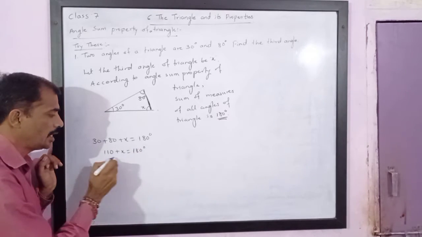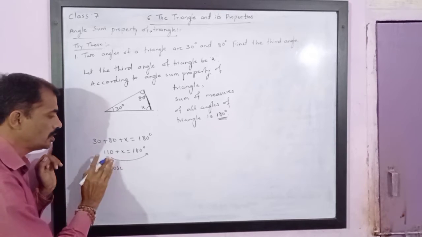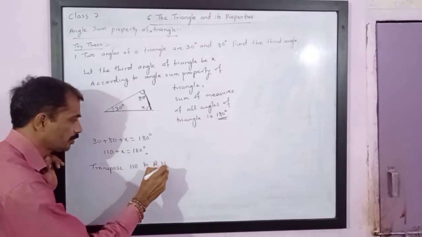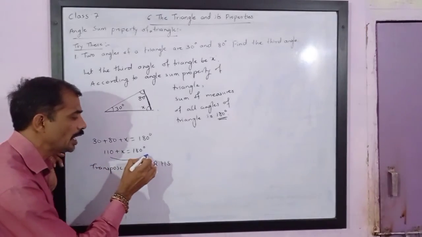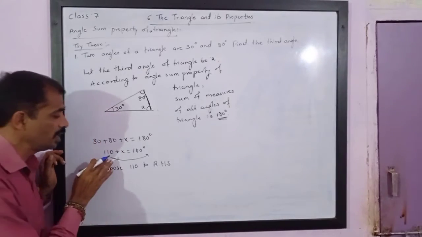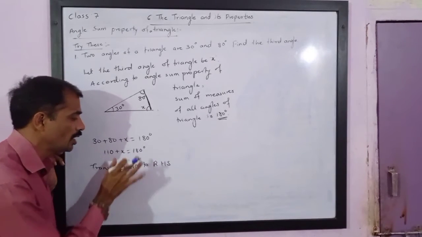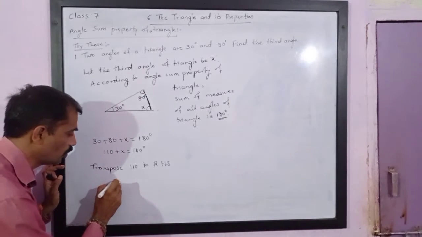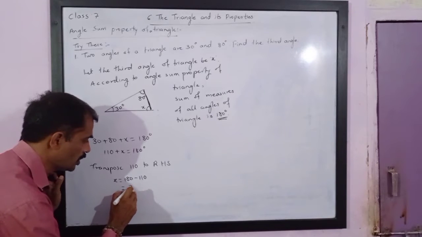If you transpose 110 to the RHS, I have purposefully erased the arrows. This arrow is just to understand that I am transposing. Some students I have seen draw this arrow also. The arrow is just for understanding. It is not necessary to write. Don't draw the arrow. It is just for your understanding. Transpose 110 to the RHS, you will get x is equal to 180 minus 110. So this is equal to 70 degrees.